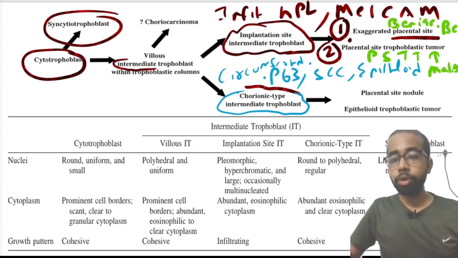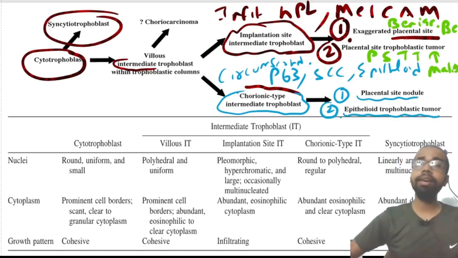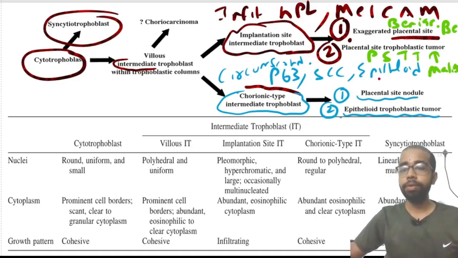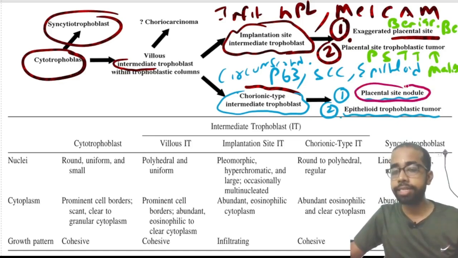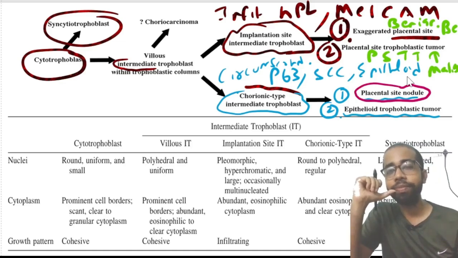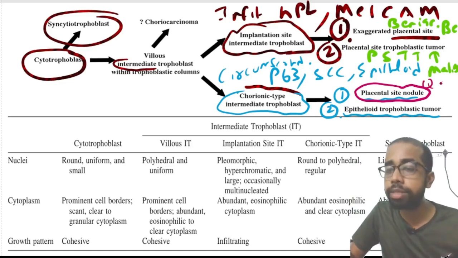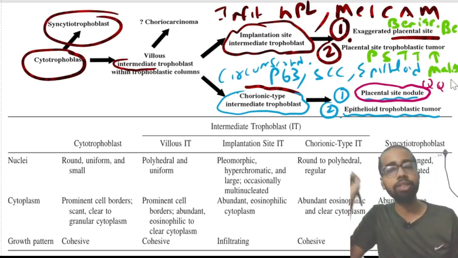Similarly, when you talk about chorionic type trophoblast, there is again a benign form and a malignant form. One is a placental site nodule, and another one is an epithelioid trophoblastic tumor. Here I want you to remember this point. Whenever any disease has placental site in its name, and I ask you what kind of trophoblast you are expecting, what will you say? Definitely implantation site. Here you will commit a mistake, and that's why I want you to remember this one only. The rest is obvious. You know the normal.